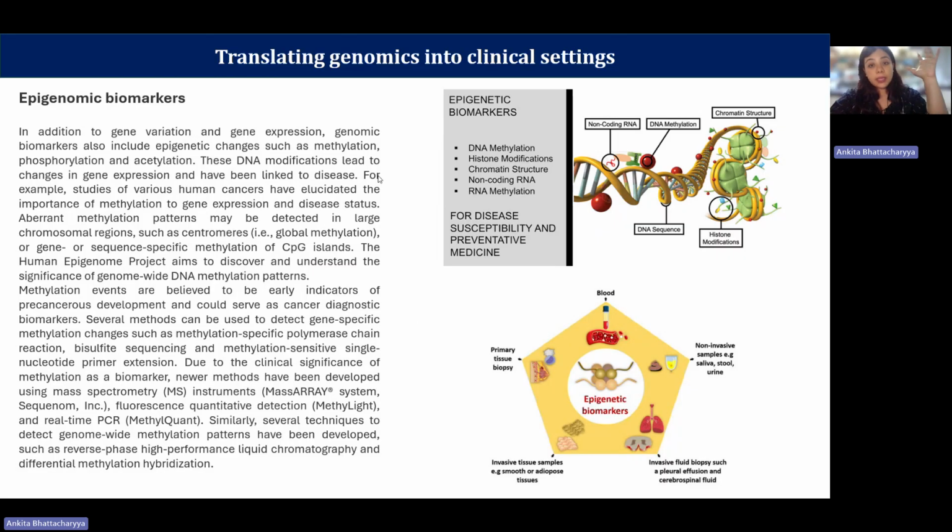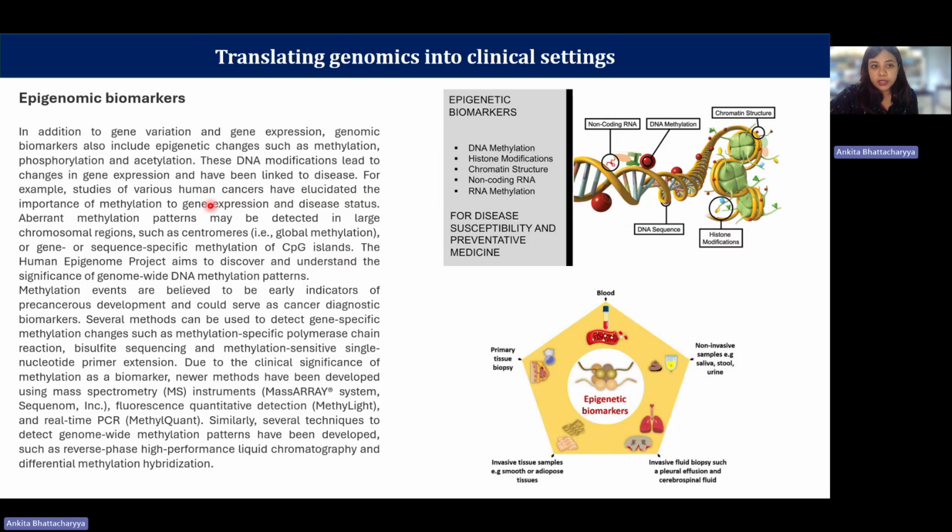But when we talk about epigenomic biomarkers, we go a step above. In addition to gene variation, gene expression, genomic biomarkers, they also can include this sort of umbrella term of epigenetic changes, which includes methylation, phosphorylation, acetylation. These DNA modifications are also very crucial contributors to change in gene expression, and they have also been linked to certain diseases.